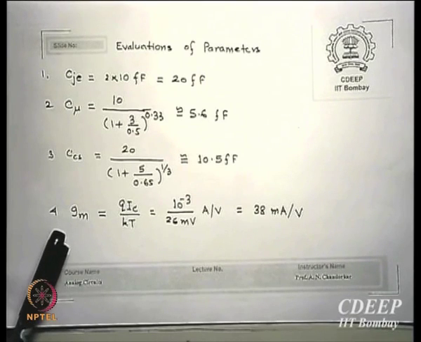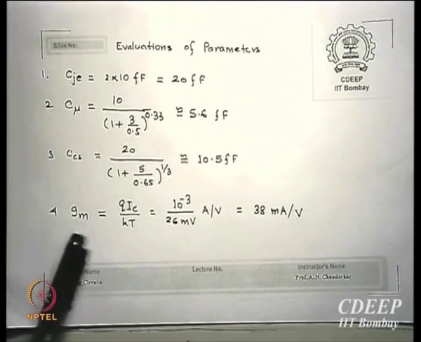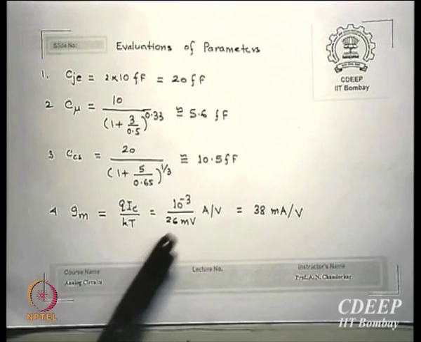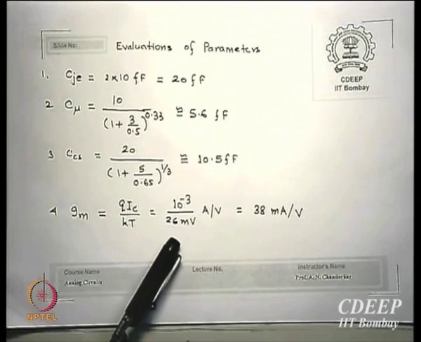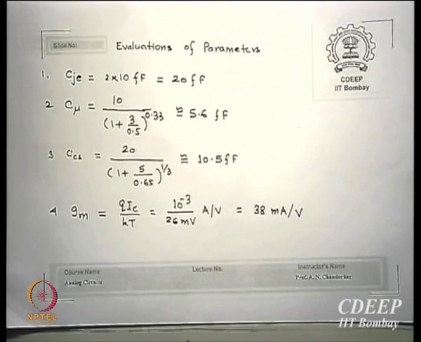And if I calculate the major small signal parameter for me, then it is QIC by KT, 10 to the power minus 3 divided by 26 millivolts. This is 38 milliamps per volt. Okay, 38 milliamps per volt. One can always say it is millisiemens as well, but this is a common practice in analog circuits not to use the unit of siemens, or mhos or whatever.